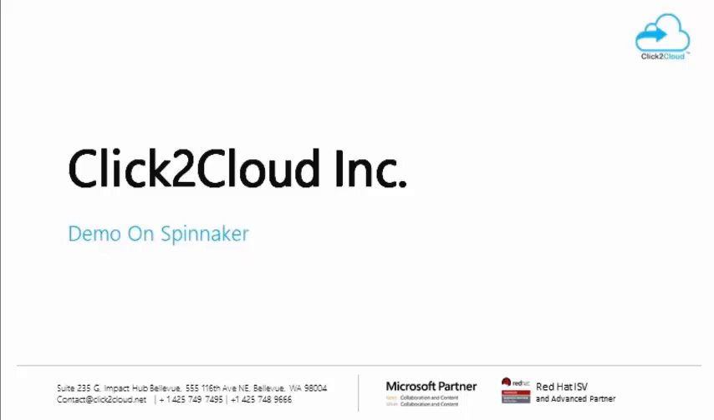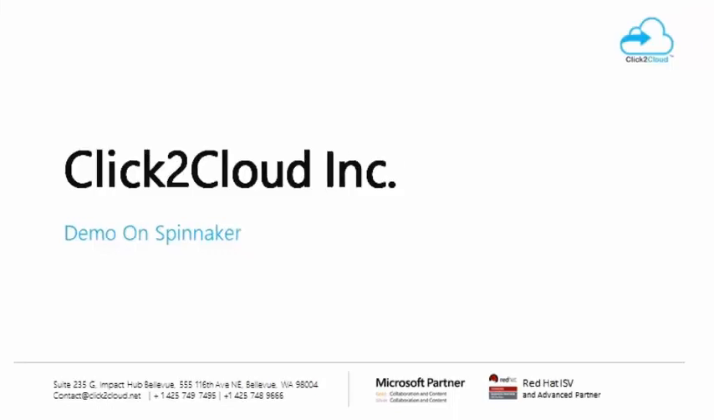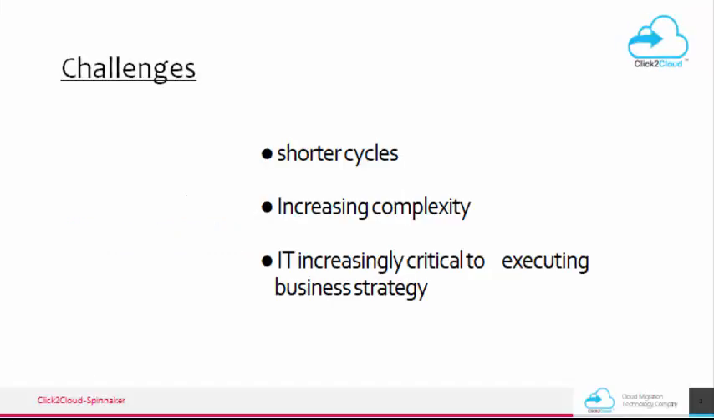In this video, I am going to demonstrate continuous delivery using Spinnaker. Previously, there were many challenges in application deployment, such as the need for a shorter cycle for production deployment, the need to solve increasing complexity in deployment, the need to find a robust, high-velocity solution for executing critical business strategy, and finally, a strong focus on delivery and deployment.